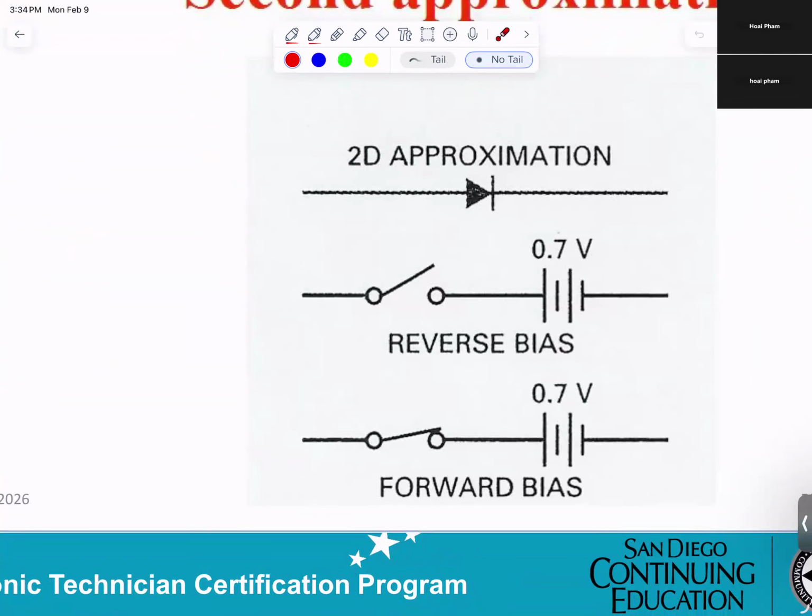When the diode is on, you don't see any diode, you have to substitute it with 0.7 volt. That's representing the diode. If the diode is open, then you can get a battery here, but no matter, it doesn't matter. Okay.